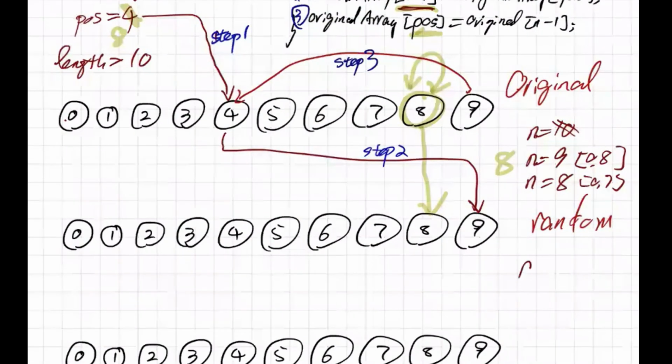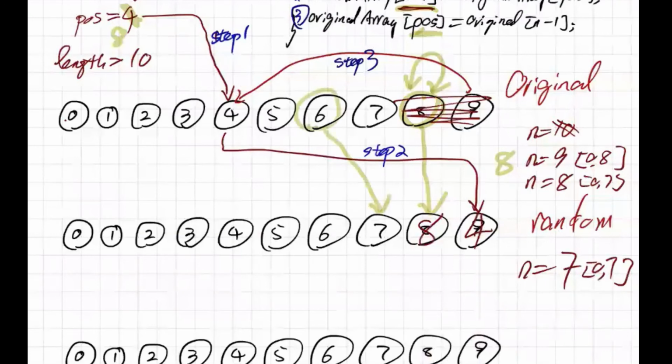For the next round, if we say n equals 7, this time we are going to generate a random number from 0 to 7. In fact, we have 4 here and 8 here. Those are our random numbers. And then we are going to work from 0 to 7. If we randomly pick another position, say number 6, we're going to put it now in number 7 position. So this one will become 6. And then we're going to move 7 to the 6th position.